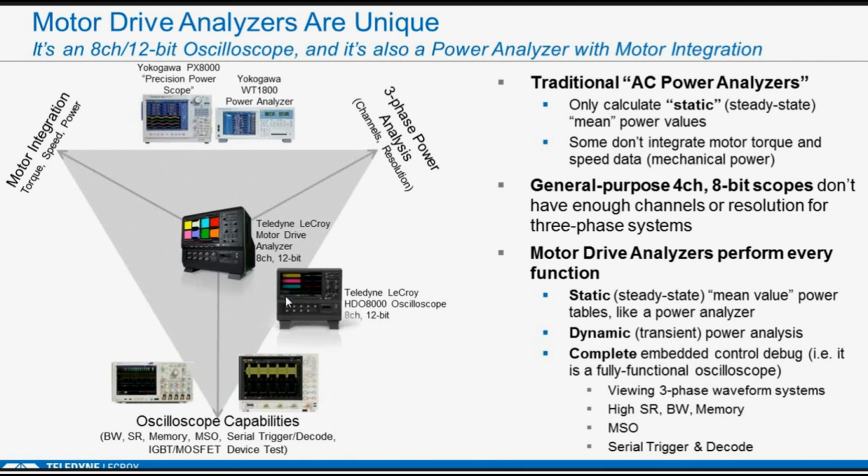You get an 8-channel 12-bit scope. It can do a lot more for power, especially 3-phase. It can show you long waveforms, which is great. But the motor drive analyzer kind of brings it all together, gives you the power calculations, really gives you a lot of dynamic capabilities that you can't get any other way. And at its core, it's a 12-bit, 8-channel, 1 gigahertz oscilloscope platform. So it does all the things a scope does. And it has super long memory and great serial trigger, decode, mixed signal capability as well.